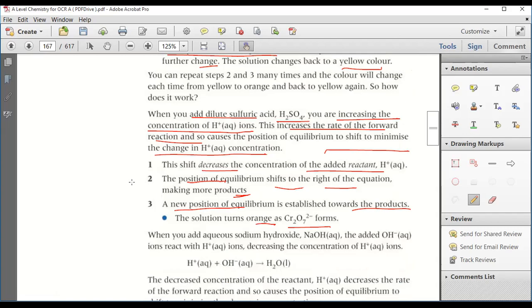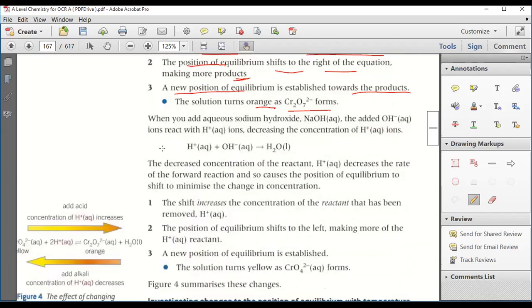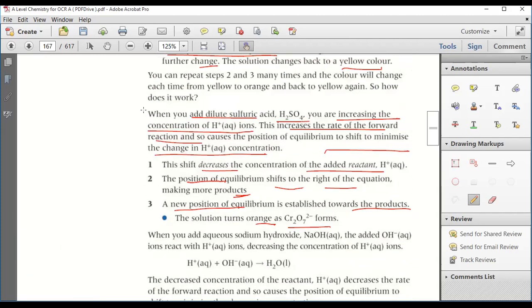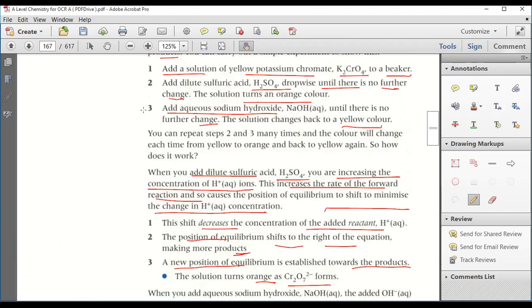Are these points clear? Any doubt on this point? Do I have to remember the method, like the sulfuric acid one? Yes, you have to remember this method. They can ask.